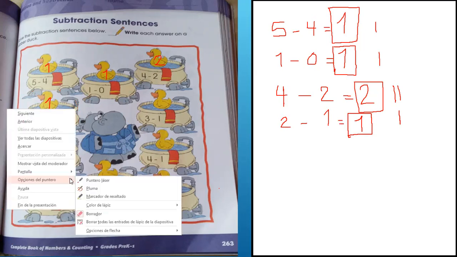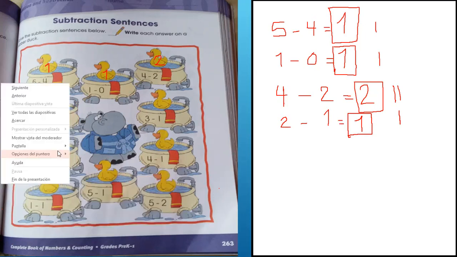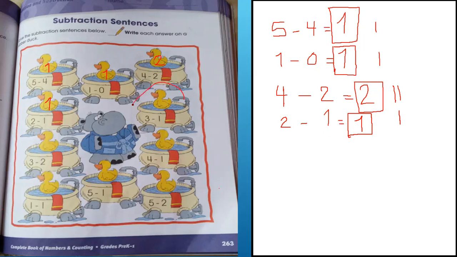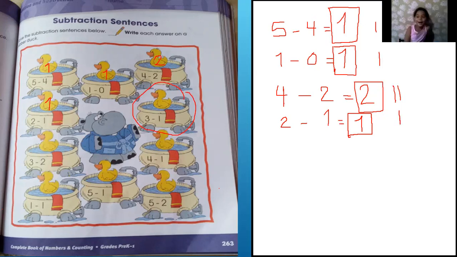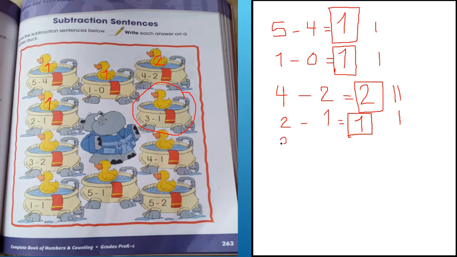Are you working on the notebook, guys? ¿Están trabajando en el cuaderno, chicos? Yes. Okay, good. Let's continue with this one. Look. Very good, baby. That's right. Great. Amazing. So listen, let's continue with the next one. 3 minus 1. I can use, for example, circles. 1, 2, and 3. Puedo usar círculos. Okay? So 3 minus 1.